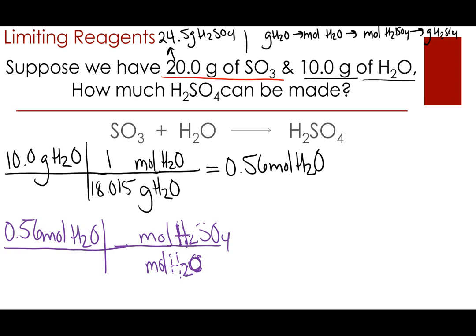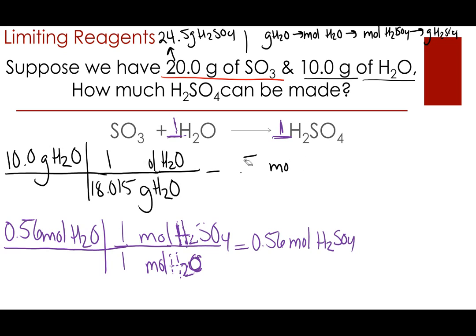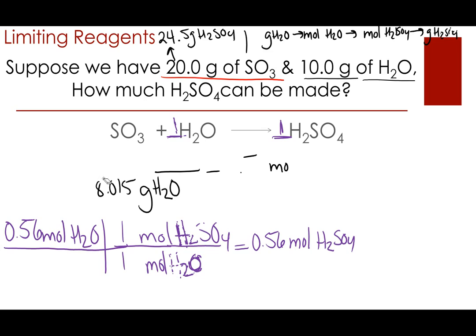All right. Now we're going to look at the coefficients from the balanced chemical equation. So what coefficient is attached to our product? Yep, it's just a 1 again. What coefficient is attached to our reactant? Again, 1 with the water. So multiply across the top, divide by the bottom, and we still have 0.56 moles of H2SO4.